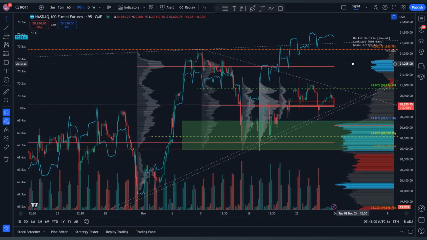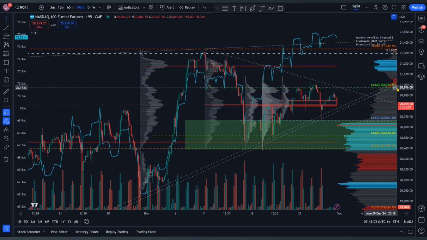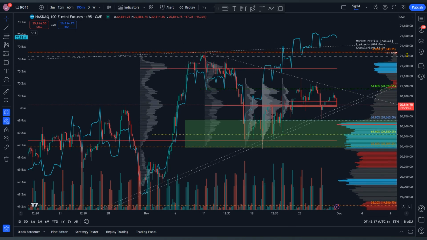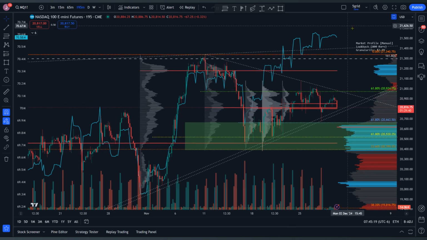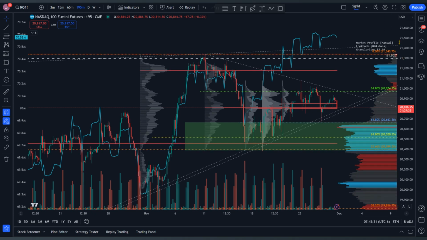And so for us, we know that we have a resistance here at 20,975, which is also the downtrend from all-time highs. And then we're going to have this higher volume node up here in the 20,130s to 20,230s, basically, as resistance before we get to that current all-time high up there, 21,340.75.